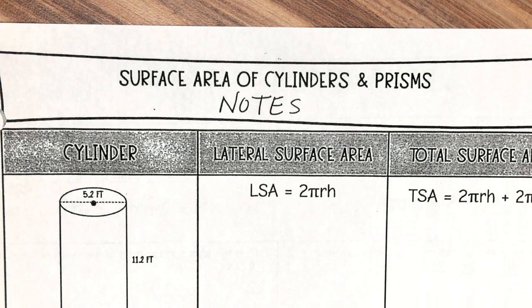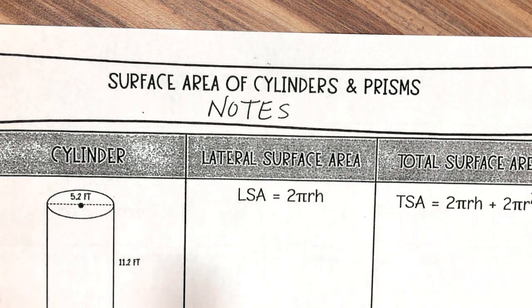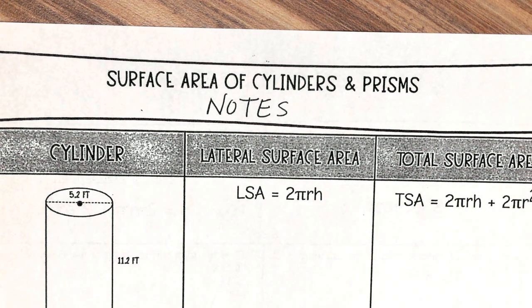All right, so there are two different types of surface area. One is called lateral and one is called total. Lateral is just the sides, where total is the sides and the bases. And there's two bases. Make sense? All right, so let's get started.